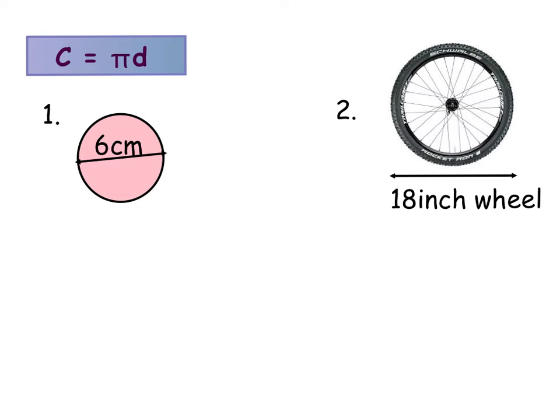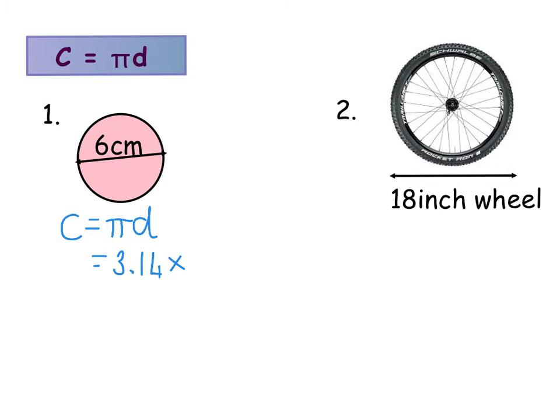So let's look at some examples. Question 1, we've got this pink circle. We're going to start by writing the formula. So C equals pi d. We replace pi with 3.14. Because the 2 letters are stuck together, remember that means times, so that is pi times diameter.